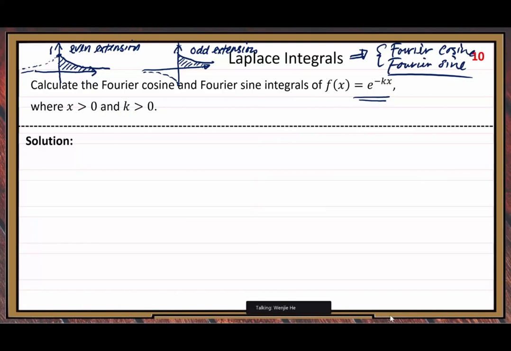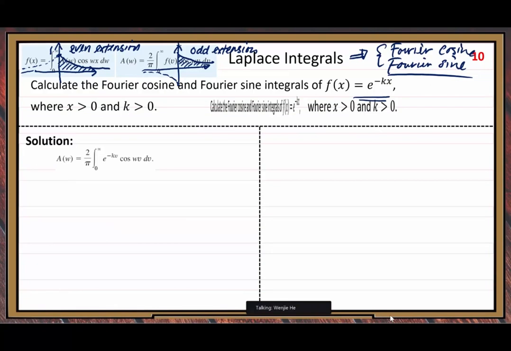So now, you should feel comfortable when you apply Fourier cosine integral and Fourier sine integral. So we do extensions. All right. So let's do the work. I wrote that formula. The formula I put there is for when we do Fourier cosine.